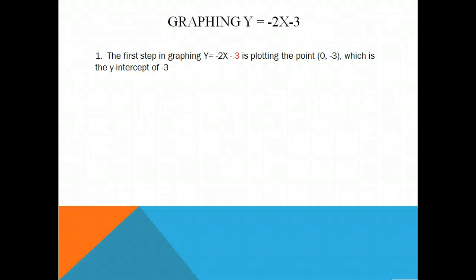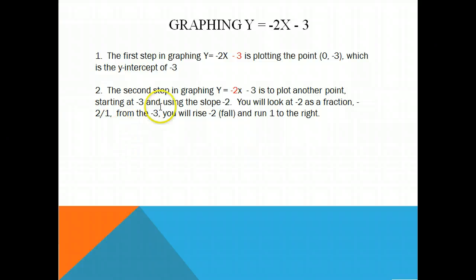Okay, going back to our equation, the second step, we've done the negative 3. Our second part is to do the slope. We're looking at negative 2 as a fraction, negative 2 over 1. Okay, negative 2, we're going to go down 2. We're rising negative 2, which is actually a fall, and then we're running 1. So let's go to our graph and do that. From the negative 3, we will go down 2 and then run 1. So that will be right there.